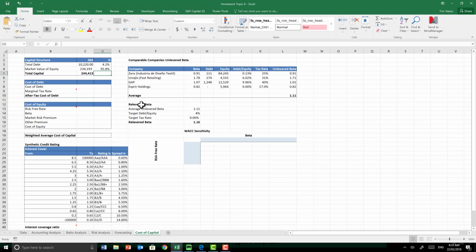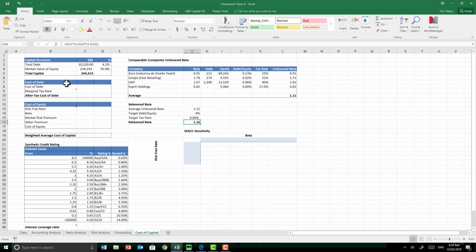So what you can see here, for example, now the relevered beta has the H&M capital structure, which is about 4%. And what you can see is that although the average unlevered beta is 1.11, because H&M introduces additional risk by holding debt, the relevered beta is a bit higher, so 1.16. And that is essentially the first part.